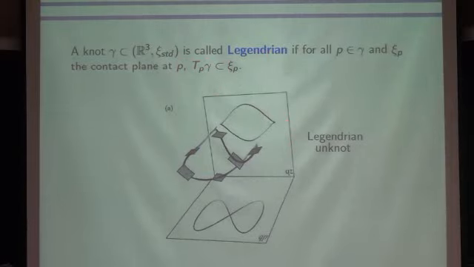So you see, here's an example of the unknot, and you see it's everywhere tangent to the planes. You see a few examples of the planes there.